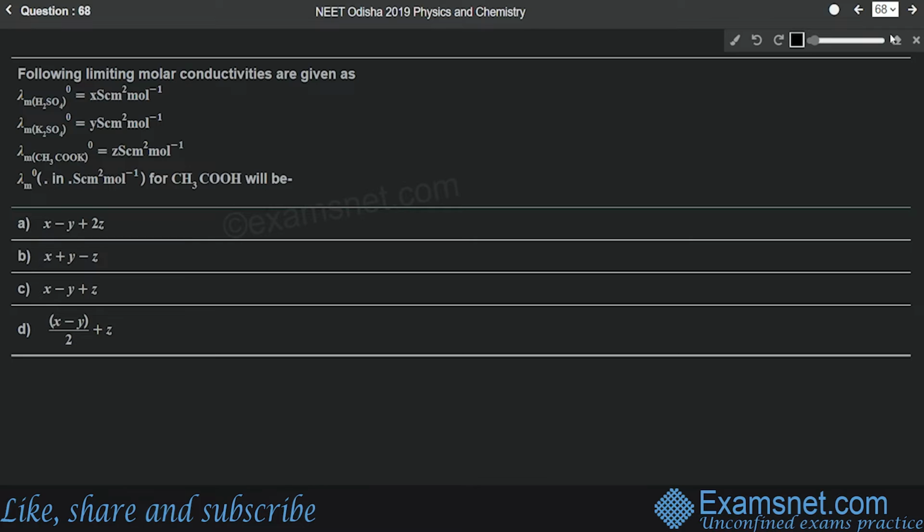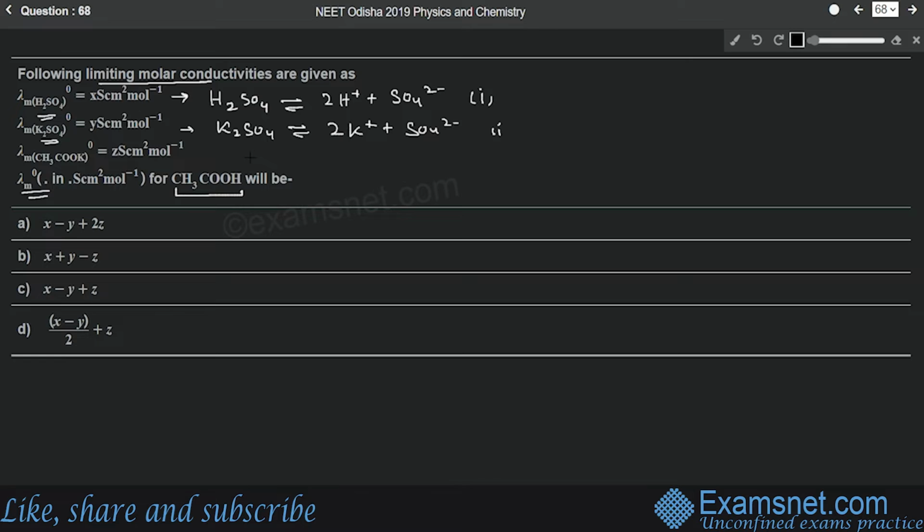Question number 68 is from the chapter Electrochemistry. Here some limiting molar conductivities are given and we have to find the limiting molar conductivity for acetic acid. So the first one is the limiting molar conductivity of sulfuric acid. Now if we have to write the relevant chemical reaction, it will be the dissociation of sulfuric acid. So sulfuric acid on dissociation will give 2 hydrogen ions plus 1 sulfate ion. Let's assume this is equation number 1. In the second one we have potassium sulfate. So the dissociation of potassium sulfate will be 2K plus sulfate, and this will be equation number 2.